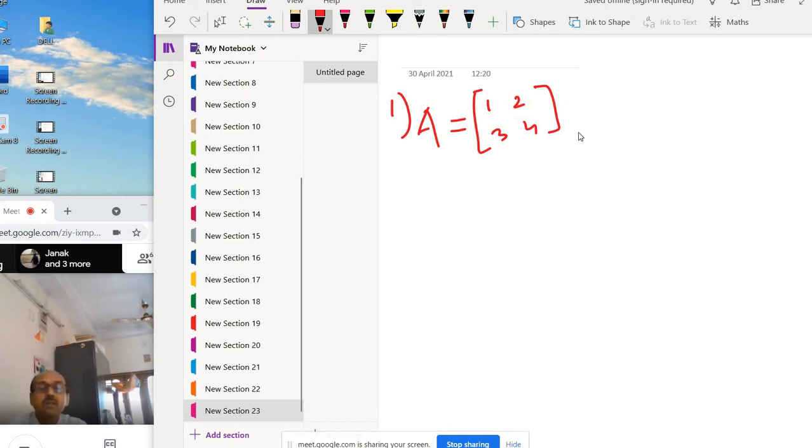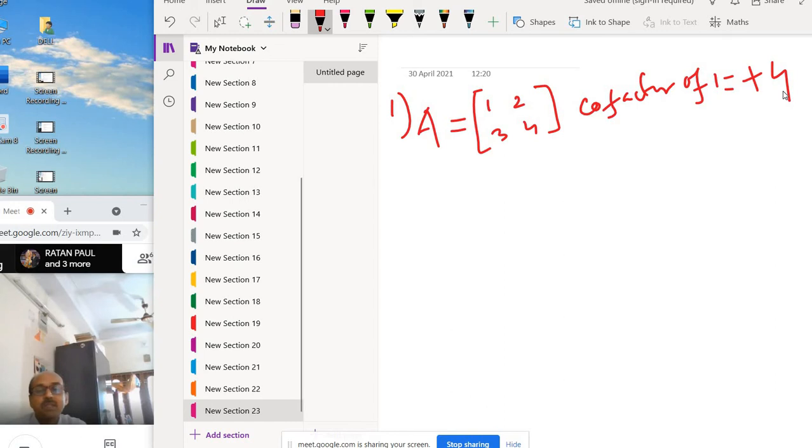So cofactors, first element is 1. So cofactor of 1 equal to, along 1 deleting corresponding row and column, which element is left? That is 4. So cofactor of 1 is 4, and for the first element 1 the sign is plus, so it is plus 4. So cofactor of 1 is 4.